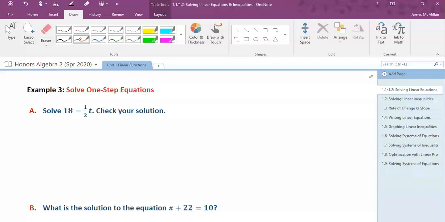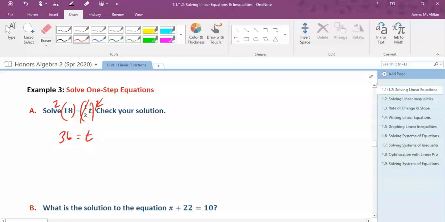Well, if we're multiplying by 1/2, undoing it would be dividing by 1/2. But dividing by 1/2 is really multiplying by 2. So we're going to multiply both sides by 2. And so the 1/2 and the 2 will cancel. We get t, and we get 36. t is equal to 36.